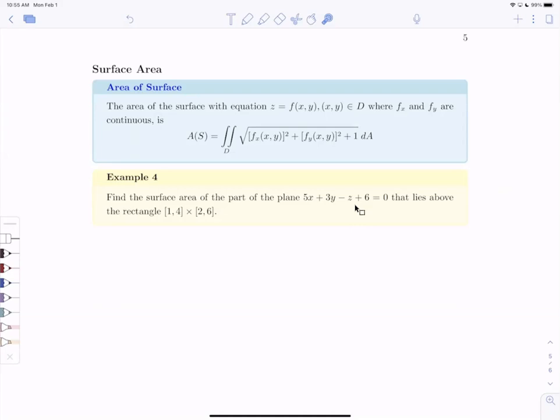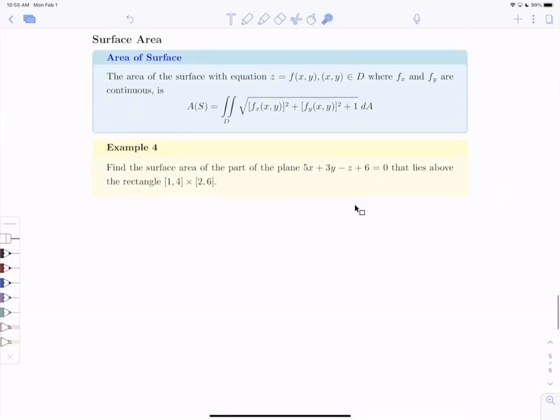Area of surface. Again, you're just given a formula right here and just compute it. There's nothing new. Example 4, I'm gonna skip it because it's really simple. Okay, I'll just talk about it and you'll see how simple it is.